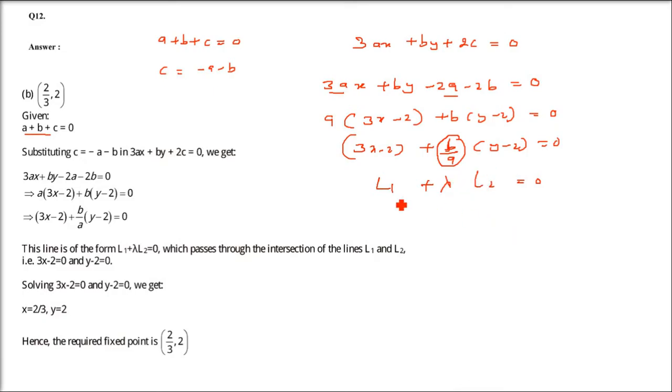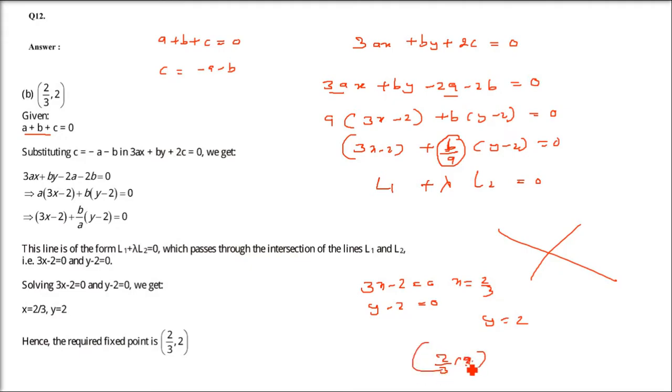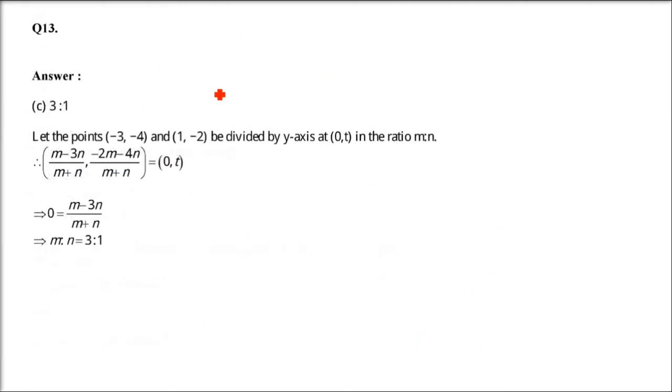Now L1 and L2 are known and lambda is there. So the family of lines passing through the intersection point of L1 and L2 is going to be given by the solution of these two. So 3x minus 2 equals 0 gives x as 2 by 3, and y minus 2 equals 0 gives y as 2. So x and y are 2 by 3 and 2. This is the required fixed point. B is the answer.